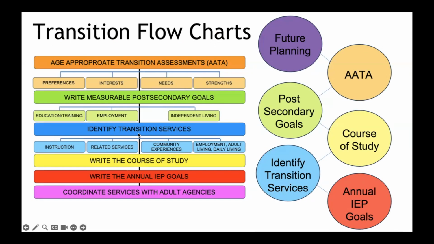The one on the left, when you look at it, starts with the AATA, and then you write your post-secondary goals, and then you identify your services, then the course of study, the annual goal, coordinating adult agency. It's missing that future planning piece. And then the second one, when you look at the circles going down through the screen, it starts with future planning, which is great, but they're really missing that coordinating services with adult agencies. They don't even have that piece to it. And they also swap their course of study and their transition services, which doesn't really affect much, but that's just something to note with the two different flowcharts.